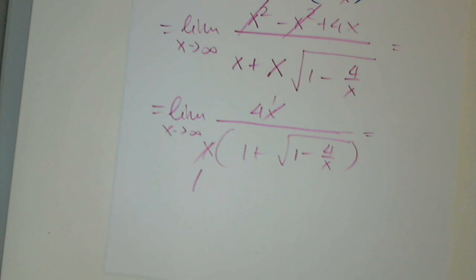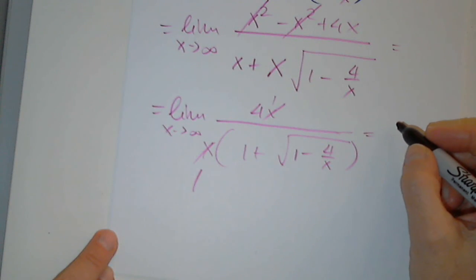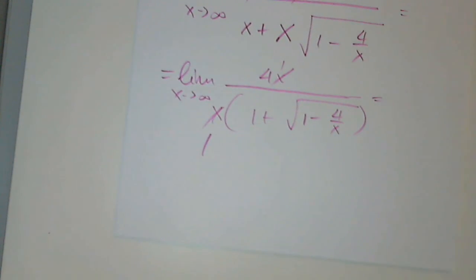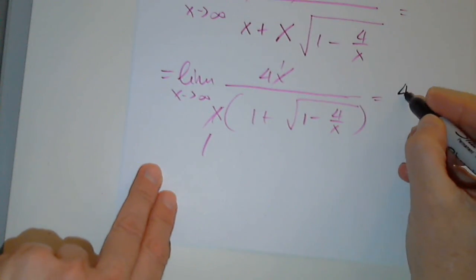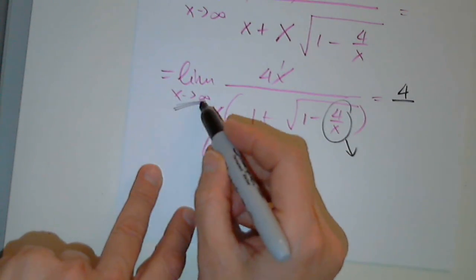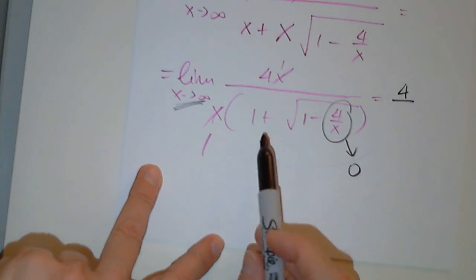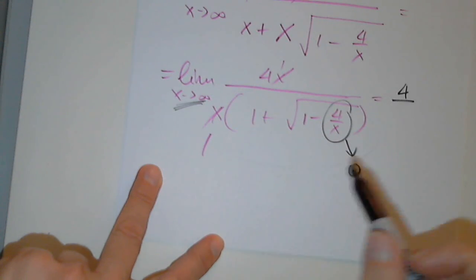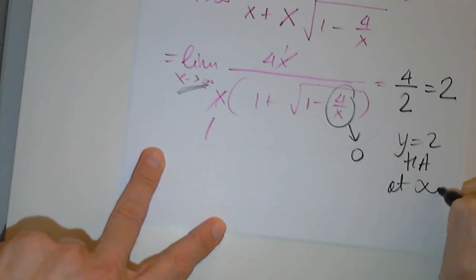At this point, I do drop the limit operator. The numerator goes where? To what? There is nothing else but 4, so there is nothing. Where does 4 over x go, only when x approaches infinity or negative infinity? Where does the denominator go now? Very good. So then the limit is 2. So then y equals 2, a horizontal asymptote at infinity only.